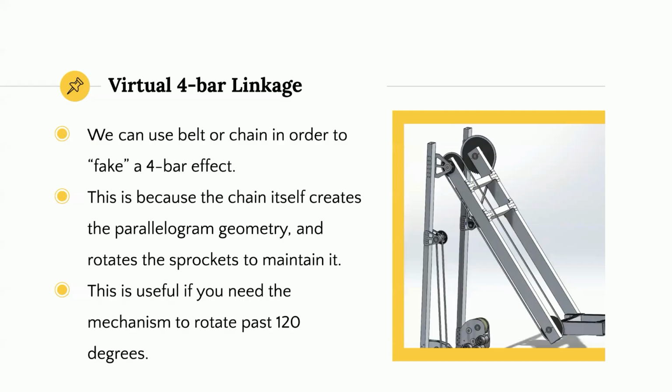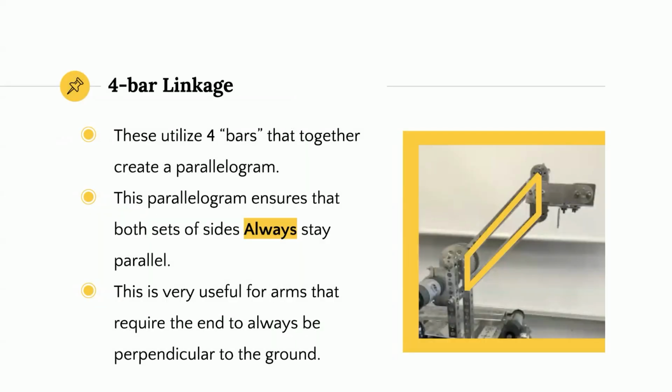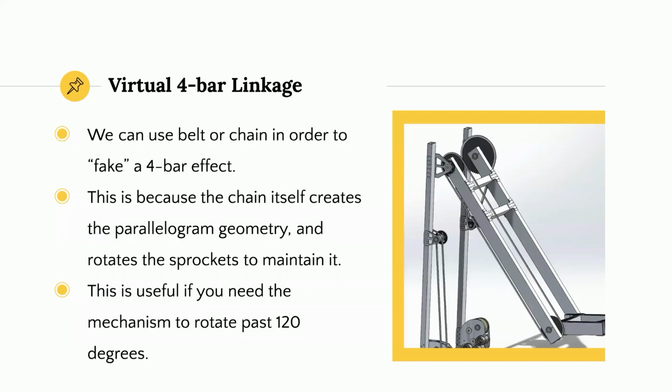We also have virtual 4-bar linkages. We can use belt or chain in order to fake a 4-bar effect. I put fake in quotations because it's actually the same thing. This is because the chain itself creates the parallelogram geometry and rotates the sprocket to maintain it. This is useful if you need the mechanism to rotate past 120 degrees. If we look back at this slide, you can see that this won't be able to go above the top of the arm, but this arm can actually go a full 360. And here we show the geometry that maintains the parallelogram.